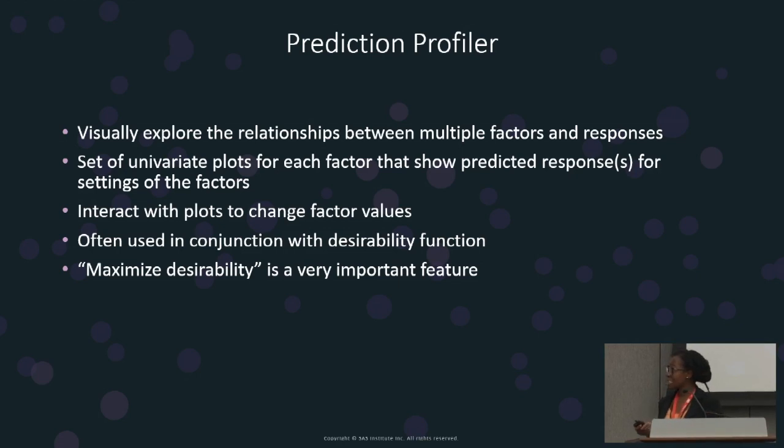It is often used in conjunction with the desirability function, which is a widely used approach that involves assigning a scale-free factor between 0 and 1 to a set of models which involve multiple responses. So suppose you wanted to optimize several responses at the same time with perhaps different objectives. The desirability function approach is a common way of doing this. The maximized desirability option is a very important feature in the profiler, and we'll see in the next few slides what that looks like.